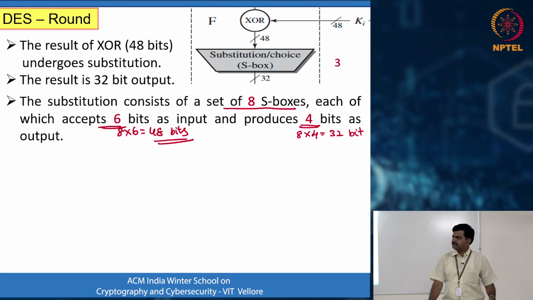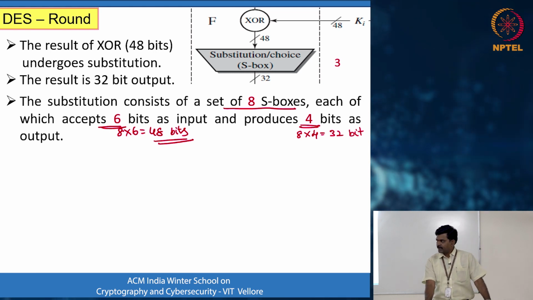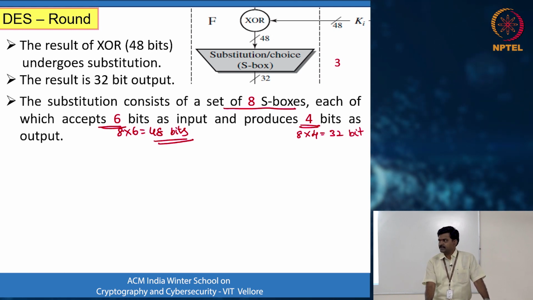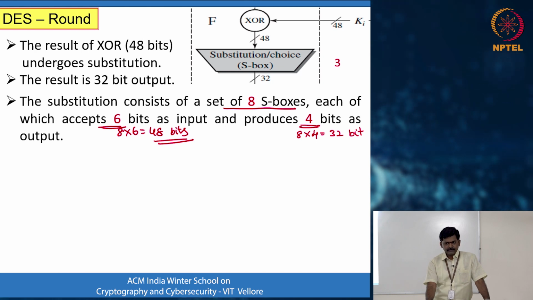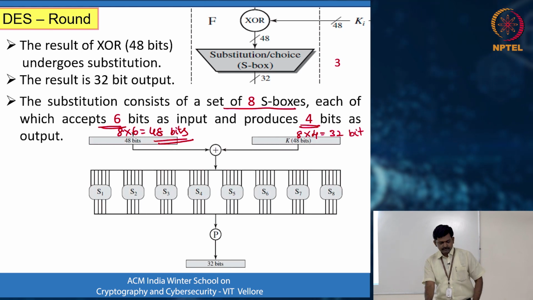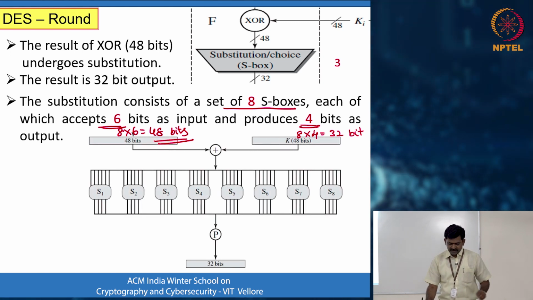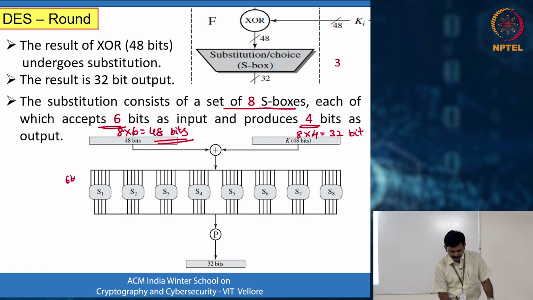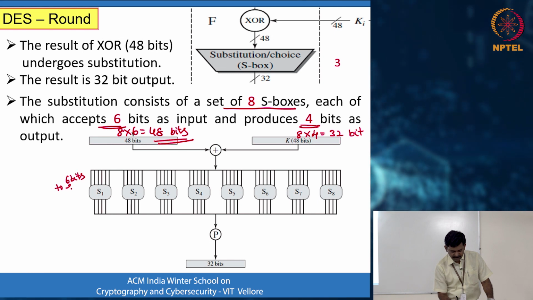How many boxes? 8 boxes. How many bits are they producing each? 4, and hence 32 bits. So 48 gets into 32. This is the illustration. So you have 6 bits to each S box.